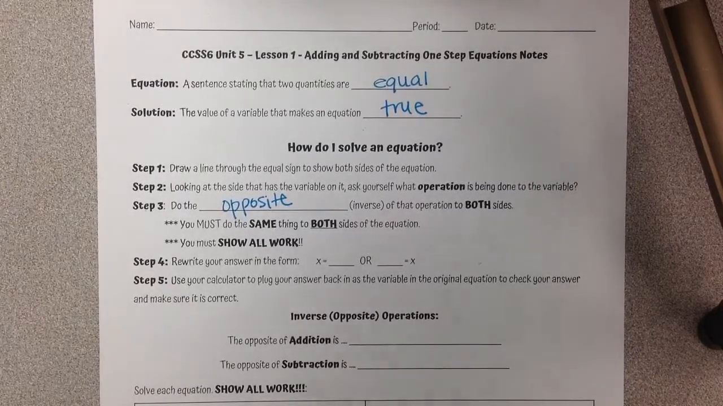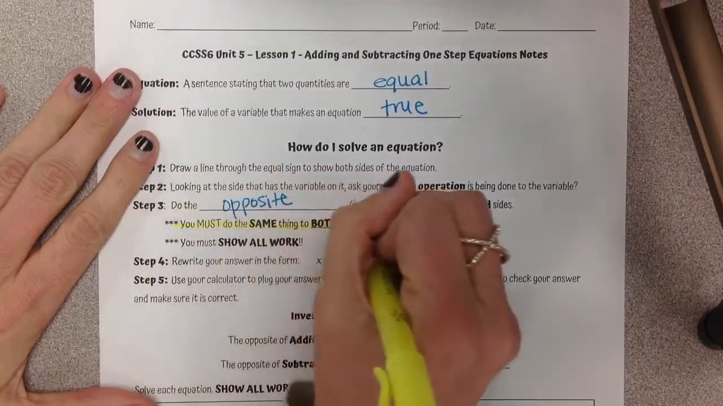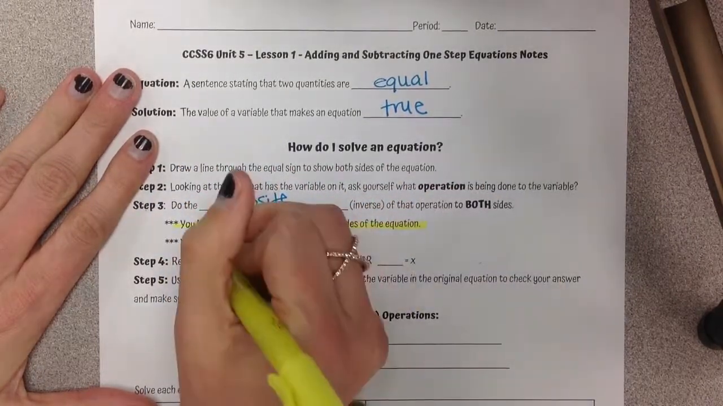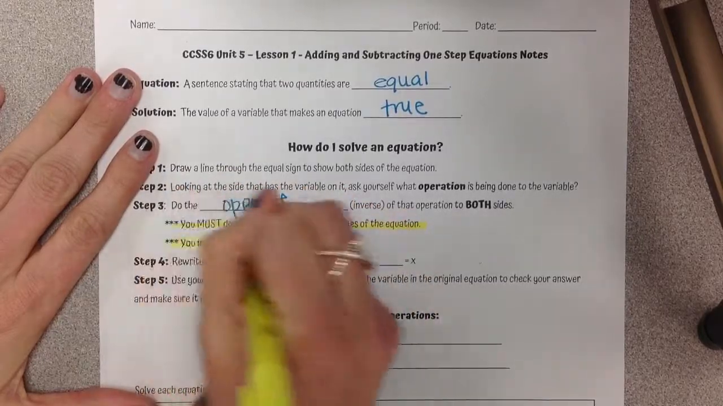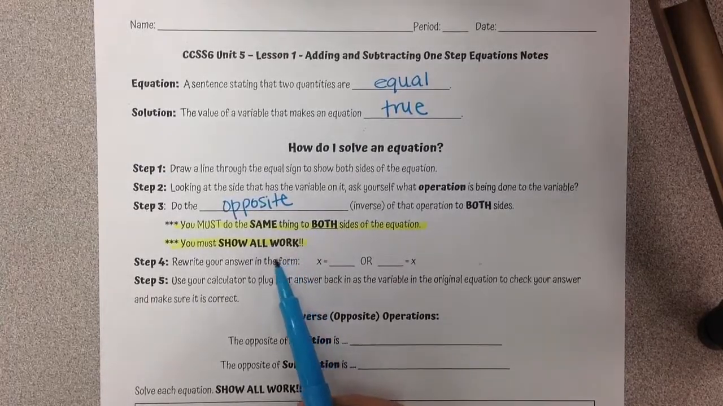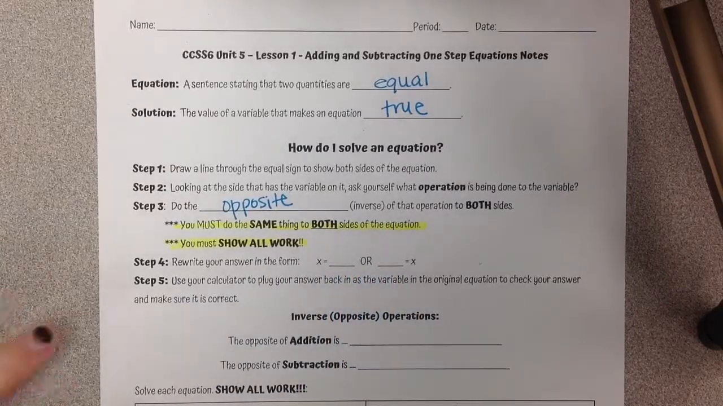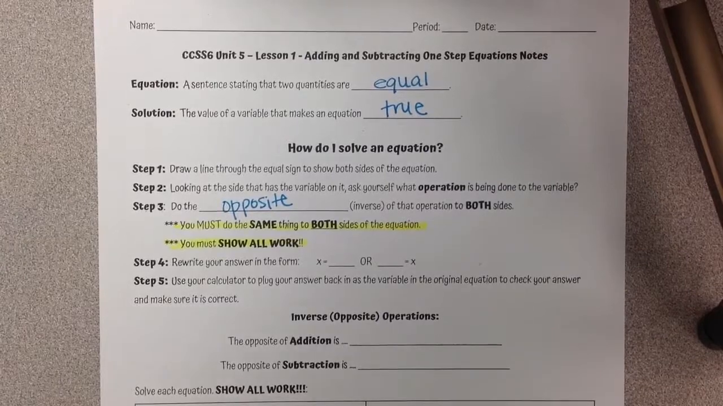So what I want you to do is to look at these two parts right here. This is really, really important. So I'm actually going to highlight this. You must do the same thing to both sides of the equation, and you must show all work. We are more concerned about what your work looks like than we are about the answer, because it's really important to show that you're keeping both sides balanced. Once you've done that, you need to rewrite your answer as x equals some number or some number equals x. And then we're going to use our calculator to plug our answer back in and check to make sure that it is correct.